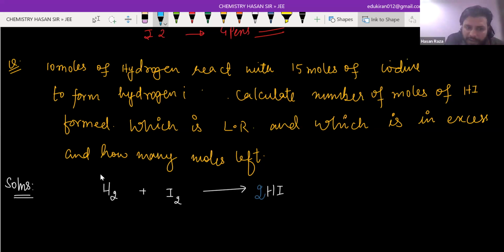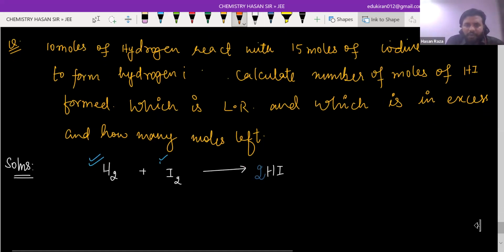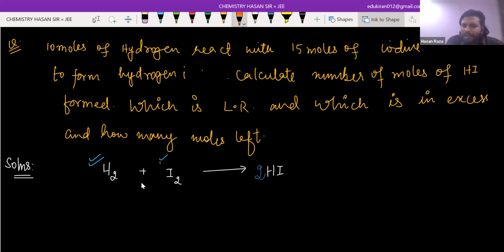So if hydrogen is the limiting reagent, I2 will be in excess. Okay, I'm going to explain it. This is the balanced chemical equation, and you can see 1 mole of this reacts with 1 mole of this to give 2 moles of this. Now, the question is 10 moles of this is given and 20 moles of this is given. We need to calculate how many moles of HI form, which one is the limiting reagent, which one will be in excess, and if it is in excess, how many moles will be left.